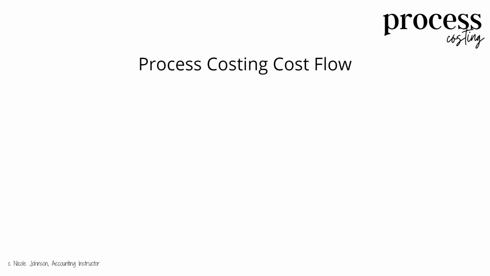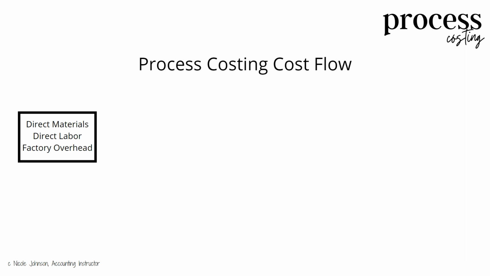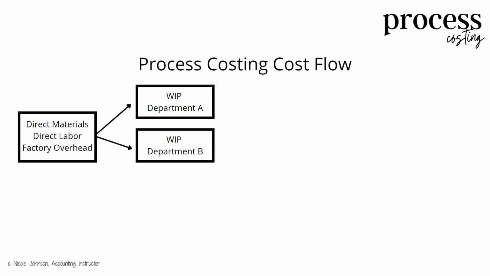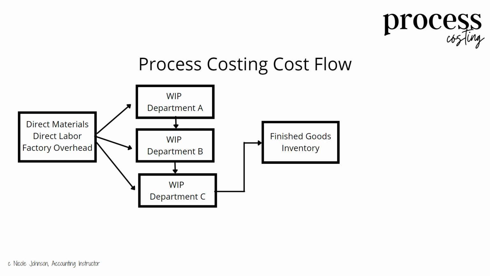Let's look at the process costing cost flow. Direct materials, direct labor, and factory overhead can go into a work in process department. We'll call it work in process department A. They can also go into department B and department C. Each of these go into each of the departments as needed and as used. Additionally, costs can move from department A to department B to department C, and finally to finished goods inventory. When the finished goods are sold, it goes to cost of goods sold.